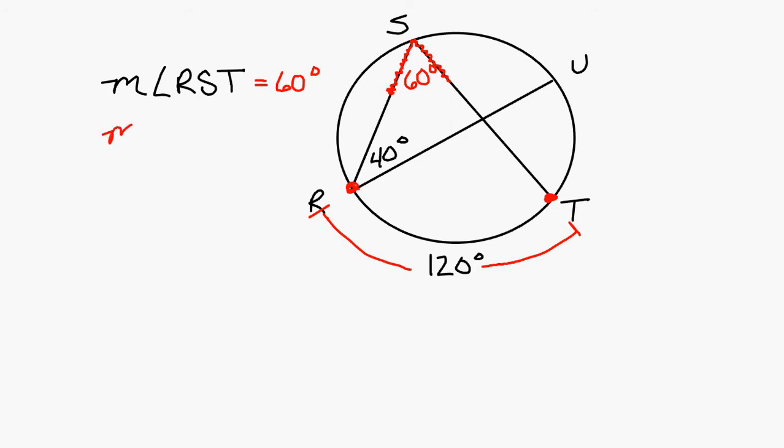And what if they ask for the measure of arc SU? Okay, arc SU. That's right here, S to U. And it has an inscribed angle, and its inscribed angle is 40. So what's the measure of arc S to U? That's going to be 80. Good. Any problems with that?